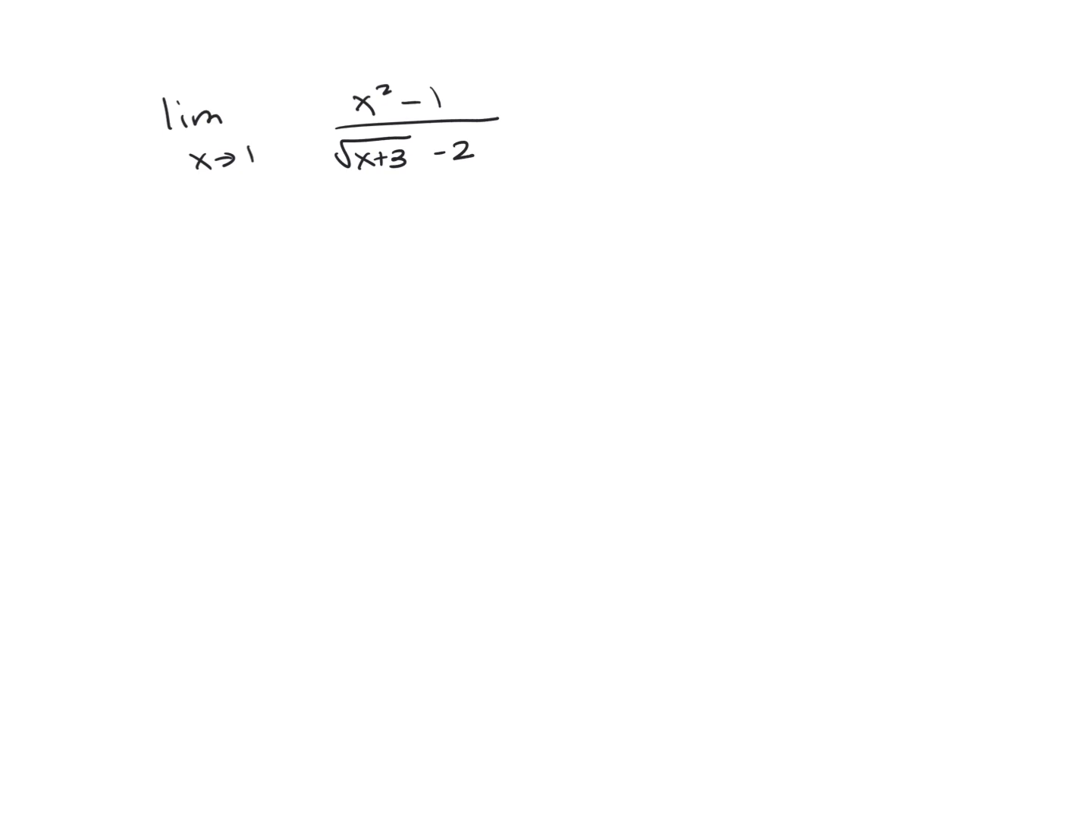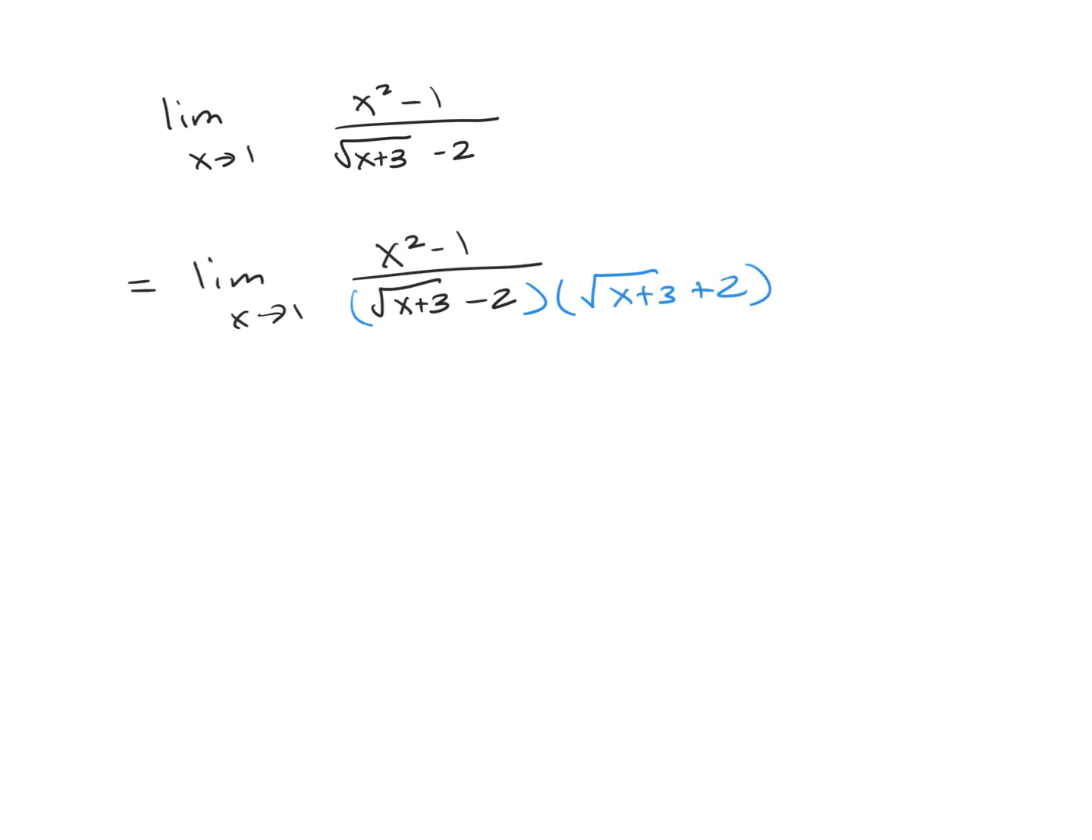Now, since you see the square root, this is crying out for us to use a rationalization process. So the first thing we're going to do is copy this over again. And now we're going to rationalize the denominator by multiplying by its conjugate, the square root of x plus 3 plus 2. And of course, we have to do whatever we do down below, up above, to keep this equal to the original.